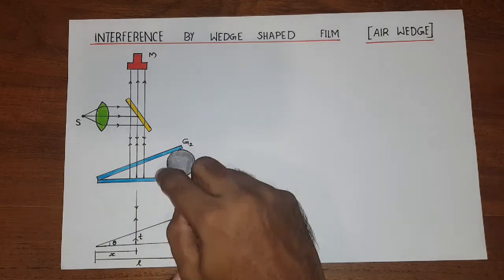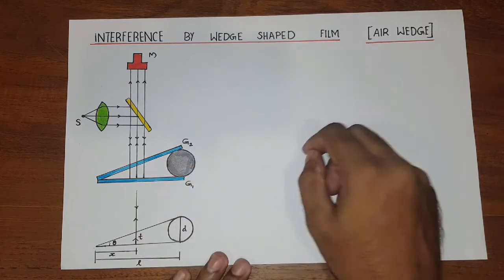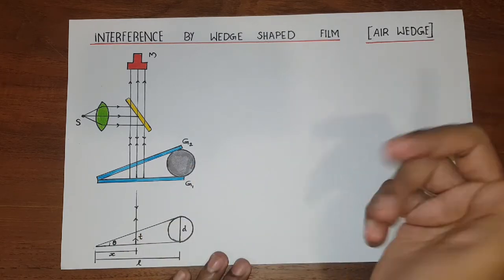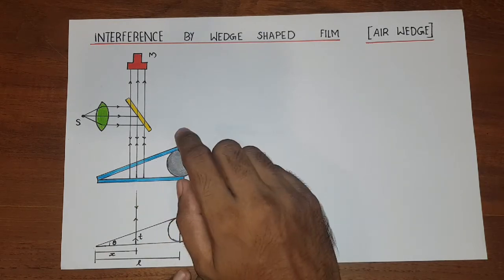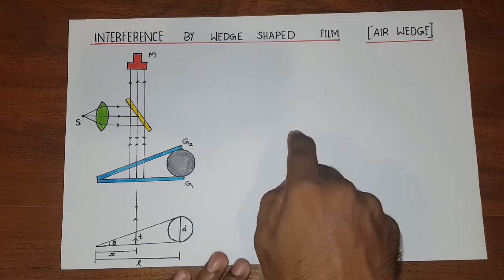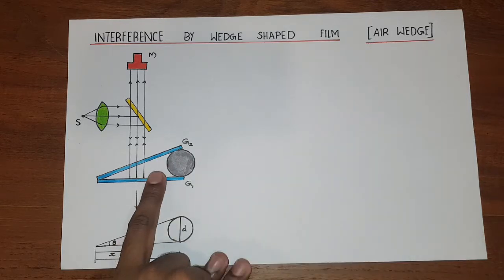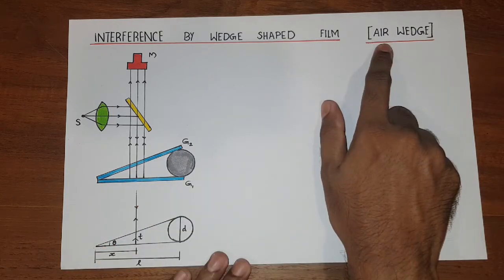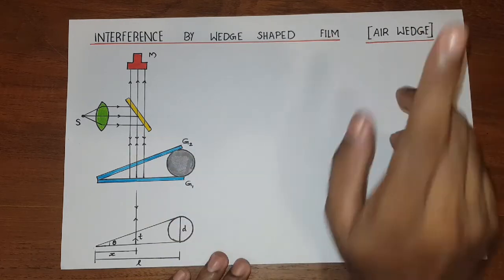So obviously there will be some kind of fluid that is filling this space. It can be air or it can be some other fluid. And what do you think the shape of this fluid will be? The shape of the fluid will be the shape of a wedge. And if air is the medium filling this volume, then we can say that this wedge is an air wedge. So this can also be called the interference by an air wedge.